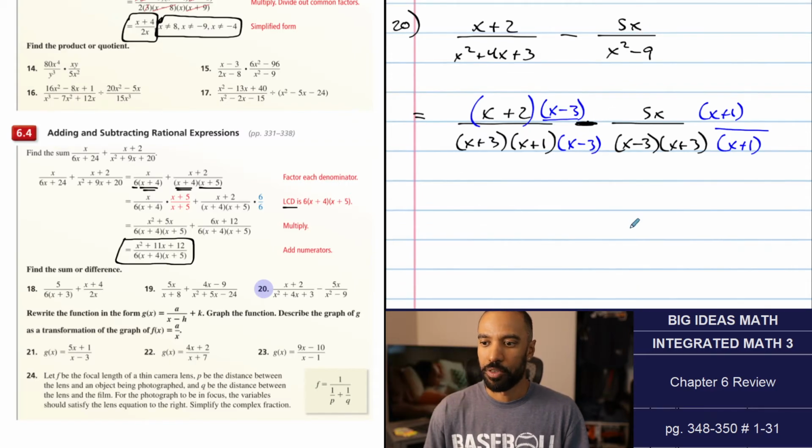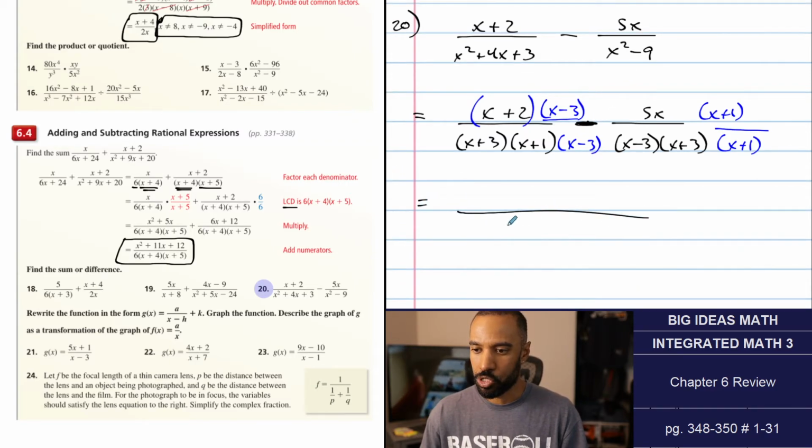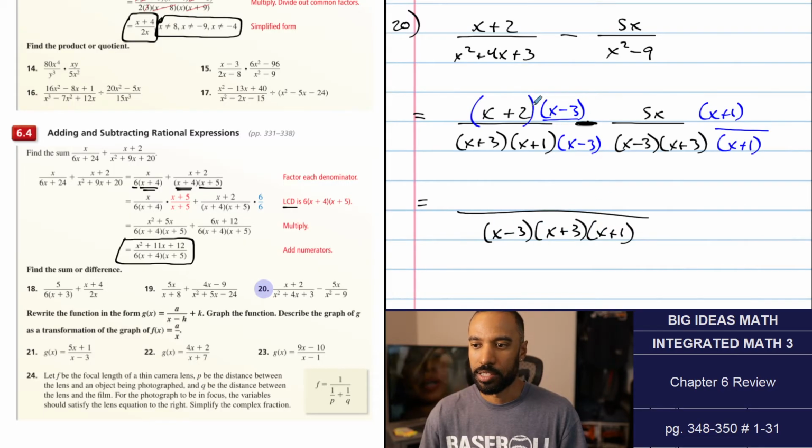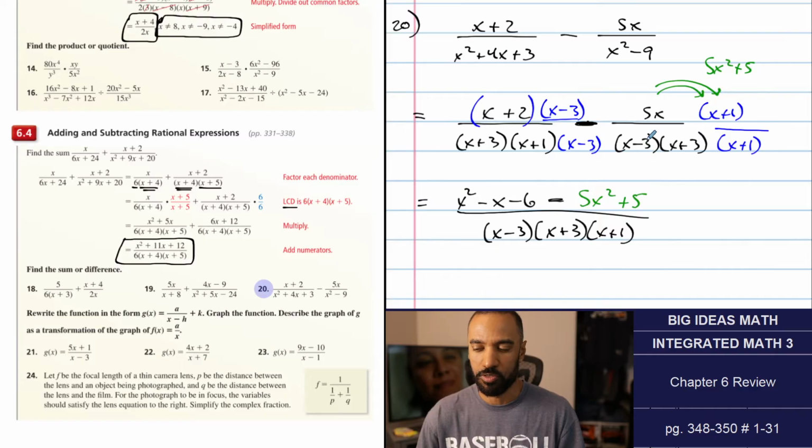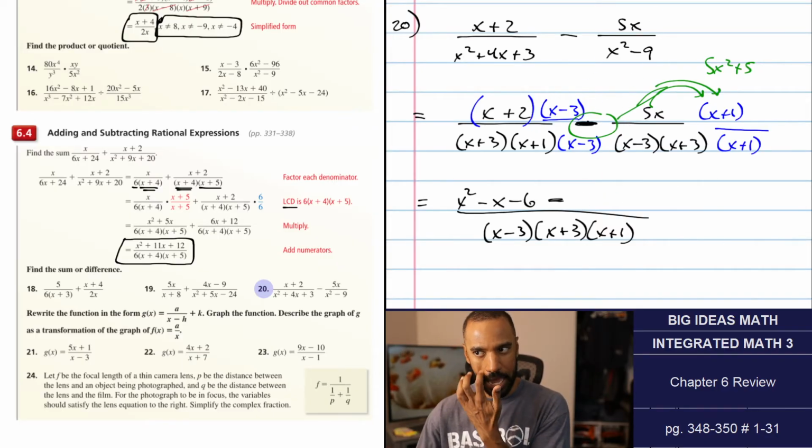Get that ready. So for this problem, we do have a common denominator now of those three factors: x minus 3, x plus 3, and x plus 1. On top, x plus 2 times x minus 3 distributes to x squared minus x minus 6. Now this minus, this is where it gets a little bit tricky, because 5x may distribute into here and become 5x squared plus 5x. But this does not become minus 5x squared plus 5x like that, because this is really negative 5x times those two things. So it's actually minus 5x squared minus 5x. We distribute the negative into everything that goes on there.